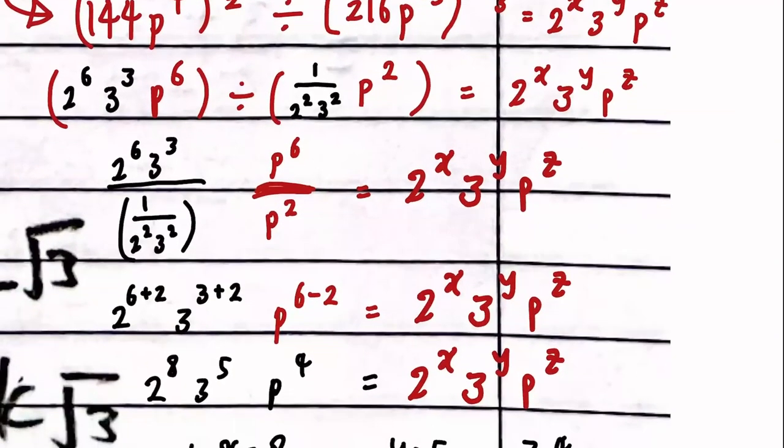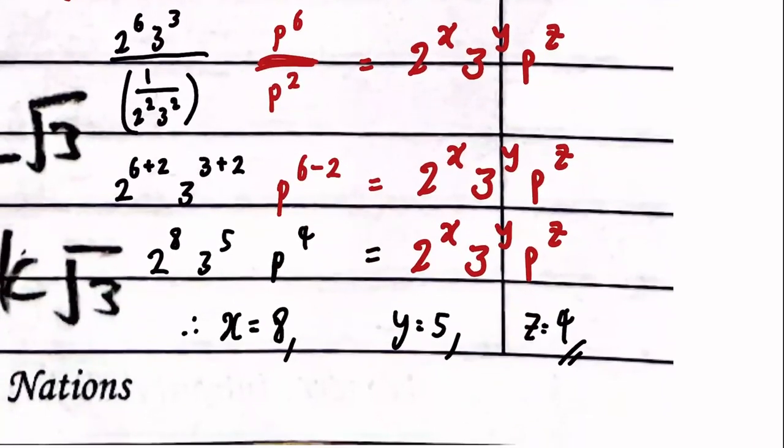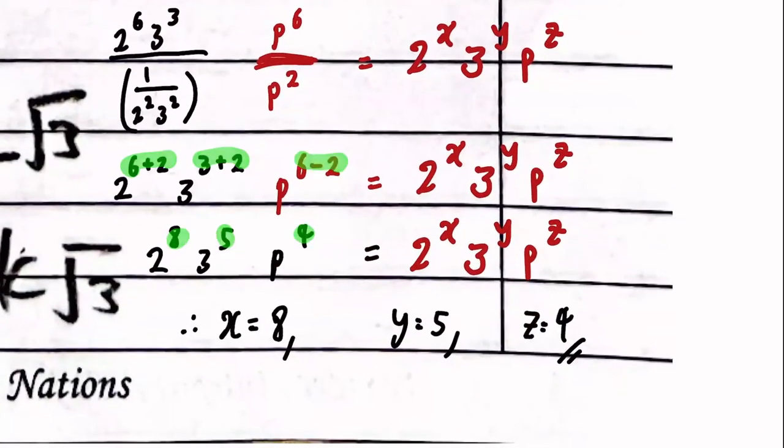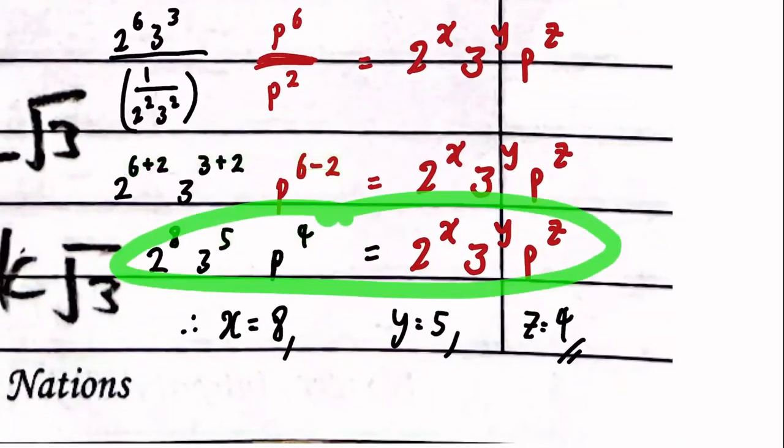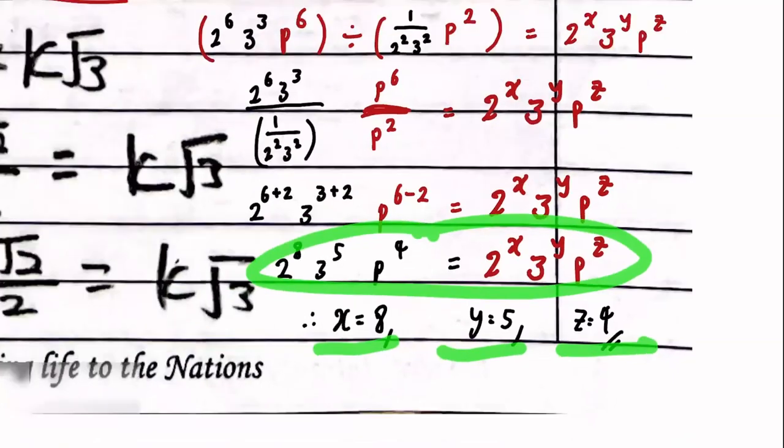Okay, good. Then therefore you can simplify: 6 plus 2 is 8, 3 plus 2 is 5, 6 minus 2 is 4. So now you can just compare directly and conclude x equals 8, y equals 5, z equals 4. Compare the power. Is that okay? Okay, that's all for this question. Next.